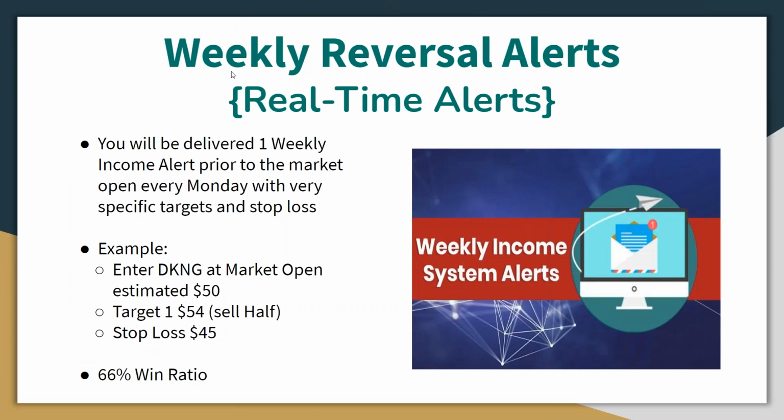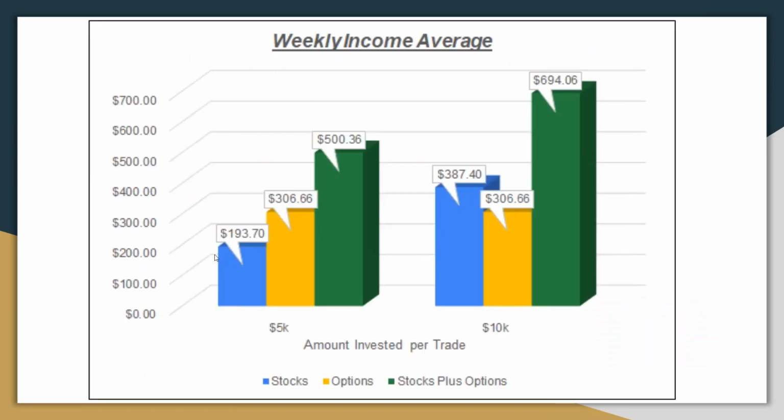But if you want me to do some of the heavy lifting for you, in addition to the scan codes in the course that I'm going to send you, I send you the weekly reversal alerts as well. So every Monday morning before the market opens, unless the market's just absolutely being ugly, I'm going to deliver 1 weekly income alert prior to the market open with very specific targets. So you can see DNK. This is just an example. At the market open, estimate $50. Target 1 is 54, which is 8%. Stop loss is 45. And then I type up a complete markup in charts on why this is the best one, with very, very specific entry and exit.